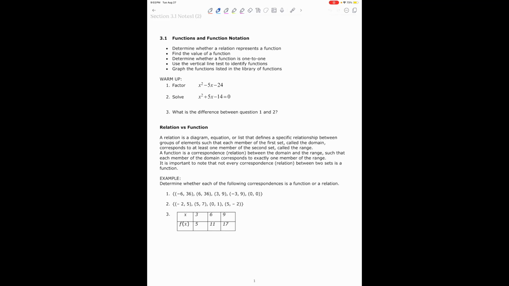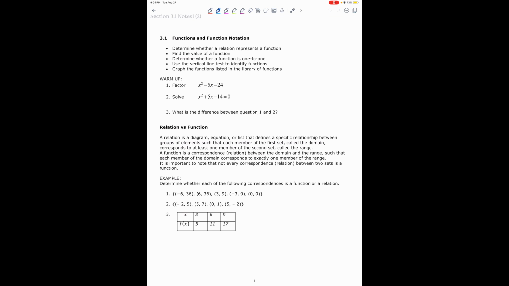Section 3.1, Functions and Function Notations. In this section, you're going to determine whether a relation represents a function. You're going to find the value of a function. We're going to learn how to determine whether a function is a one-to-one function. We're going to use the vertical line test to identify functions. We're going to graph functions listed in the library of functions.